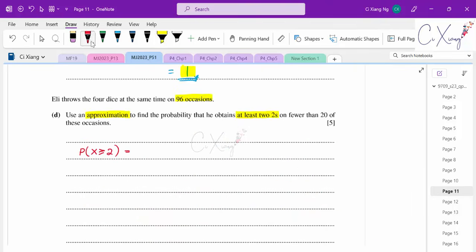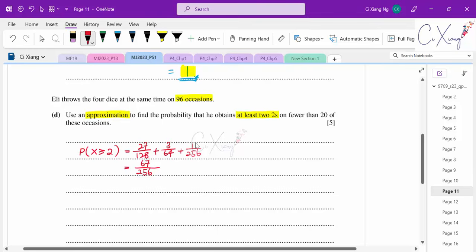So you can straight away put in the values here. 27/128. Then plus, what is the probability for X = 3? You're having 3/64. And then this one, 1/256. Okay, so by adding the three probabilities together, you get the probability of X greater than or equal to 2. So right here, you should get 67/256. Alright, so for any single throw, the probability that we obtain at least 2 twos will be this probability.